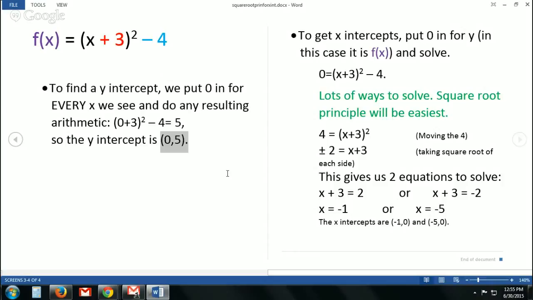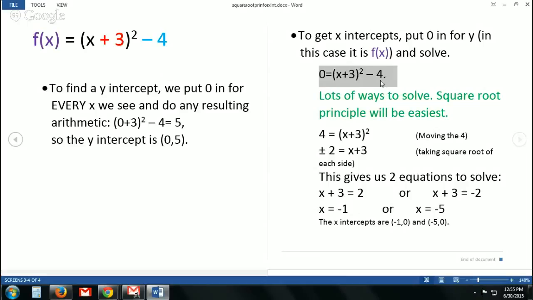The x-intercept is a little bit harder for us to get. We'll put 0 in for y. In this case, it's f of x, so 0 in the place of y gives us this equation for us to solve. There are lots of different ways we could solve it, using the quadratic formula, perhaps factoring, but the easiest thing for us to do is what is called the square root principle.